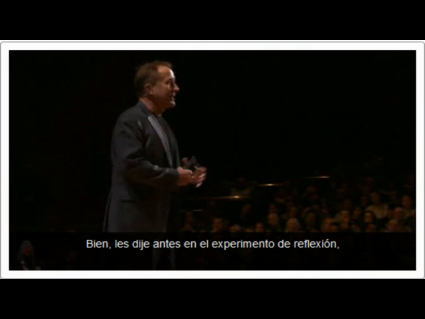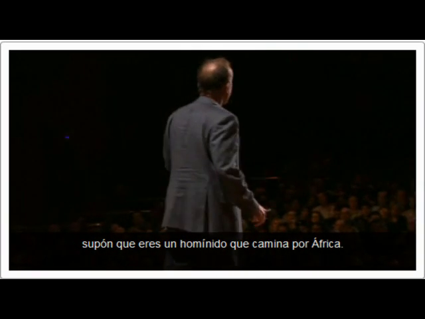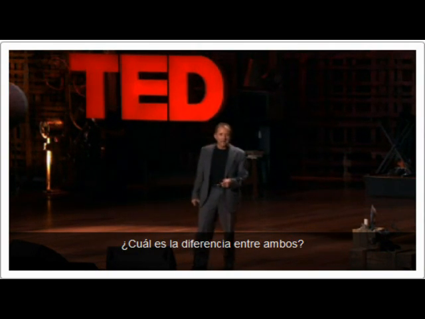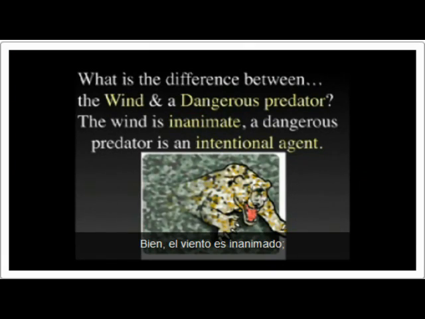Now, I said back in our little thought experiment, you're a hominid walking on the plains of Africa. Is it just the wind or a dangerous predator? What's the difference between those? Well, a wind is inanimate, a dangerous predator is an intentional agent.